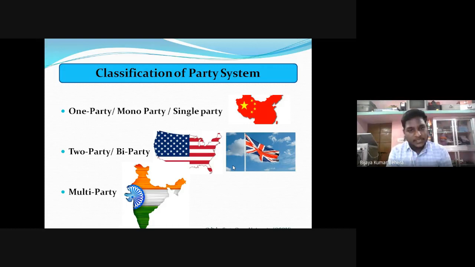The next demerit is that people become confused. The voters become confused about whom to vote for, because there are so many options. They get confused about whom they vote for.